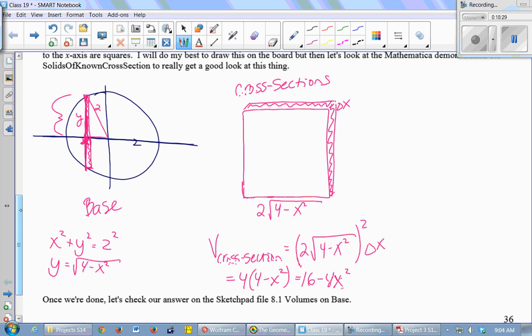All right, so now I have all these squares. I'm going to start right here. I'm going to make a little square popping out of my board. And then I'm going to put another little square here and another square here. And I know how to find the volume of each of these squares, and I want to add them all up. So that means take an integral. And I'm going to start where and end where, adding up these square volumes. -2 to 2. And each square is going to have a volume 16 minus 4x squared dx.